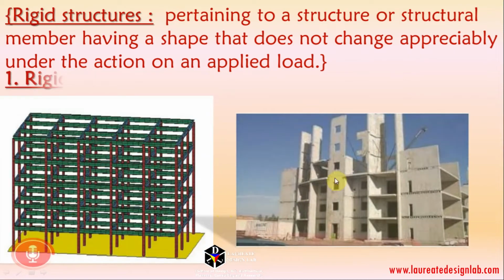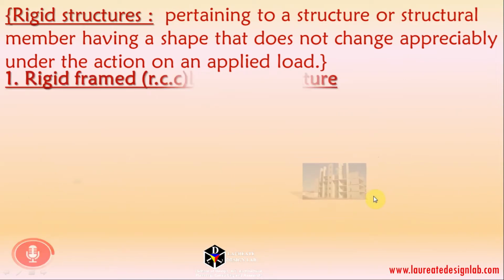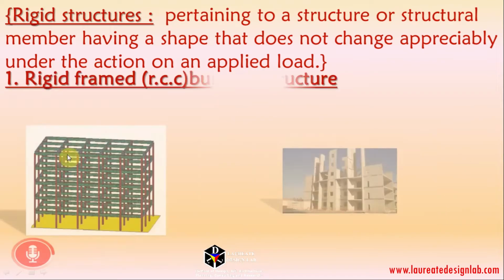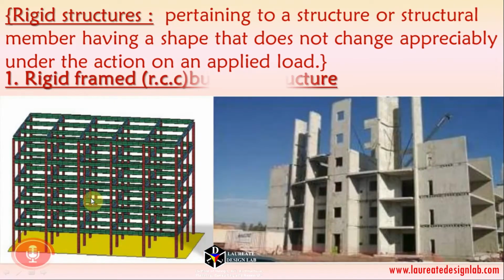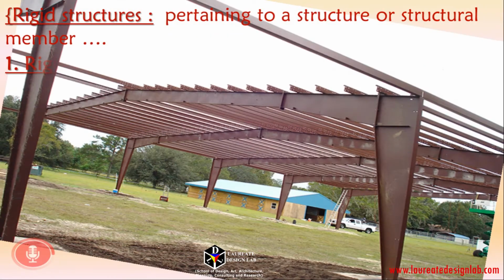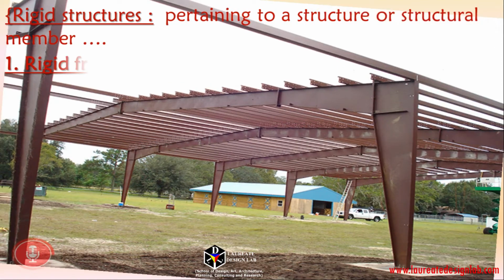During the construction of its different structural members, reinforcement of one member is tied with another member, so that all the structural members are fixed with one another. And the other is rigid framed steel structure.